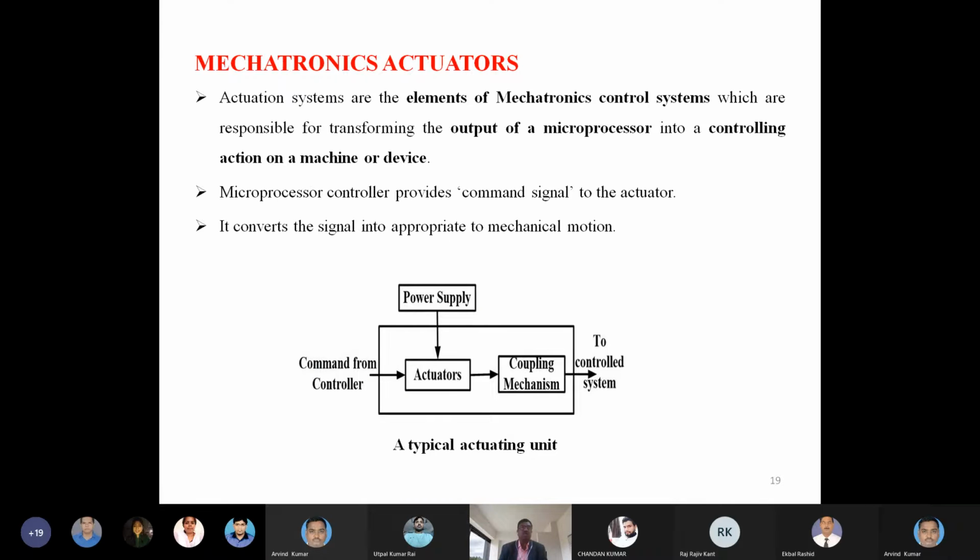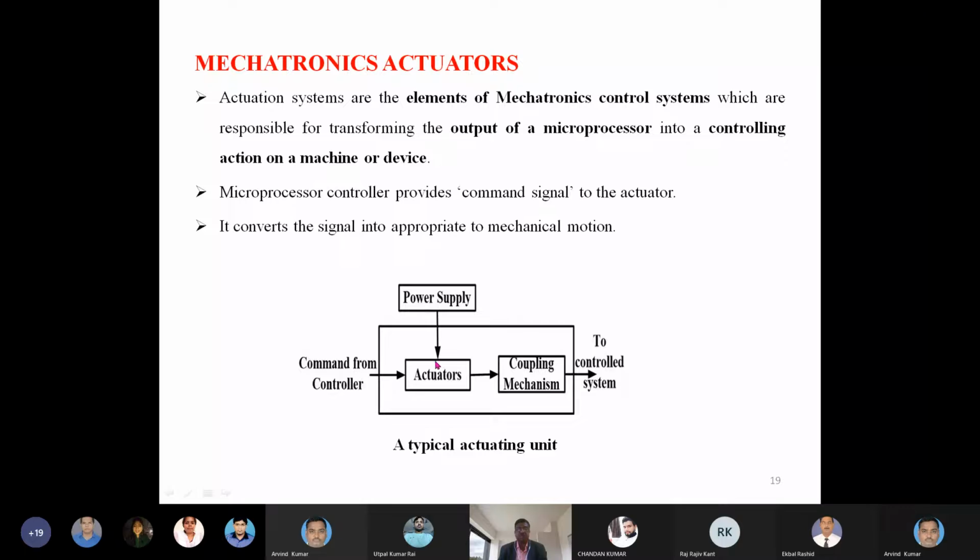Now coming to the action of the actuator. The actuator is the execution part of the control signal that is generated from the microcontroller. The actuation system consists of the elements of the mechatronic system which are responsible for transmitting the output of the microprocessor controller into a control action. A typical actuation system consists of an actuator which may be electrical, mechanical, or a smart actuator, anything. The command from the controller is inputted.